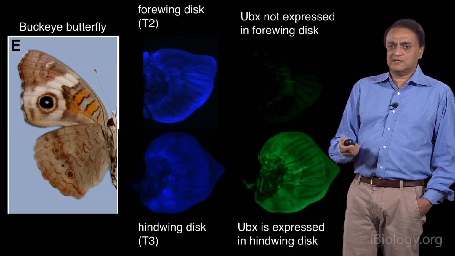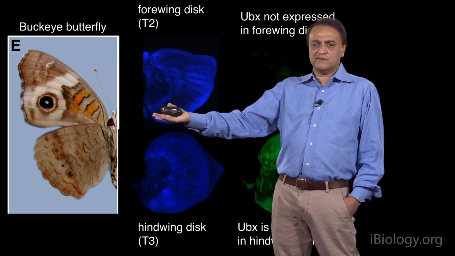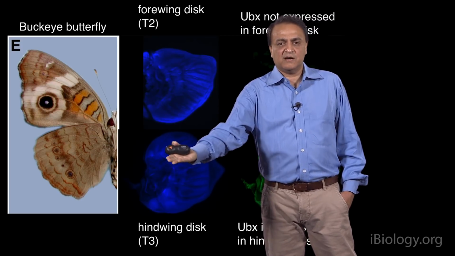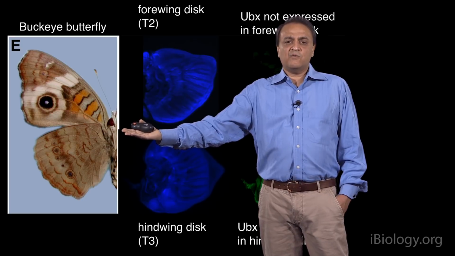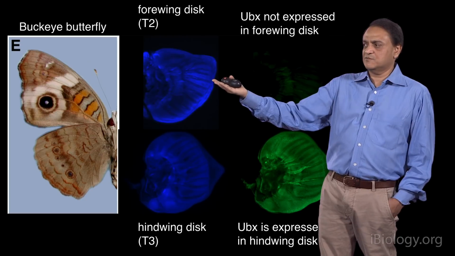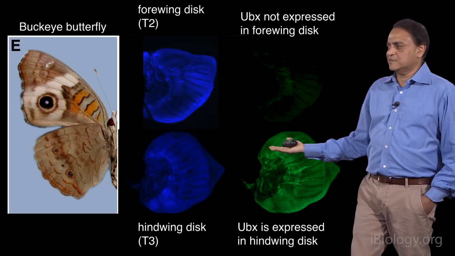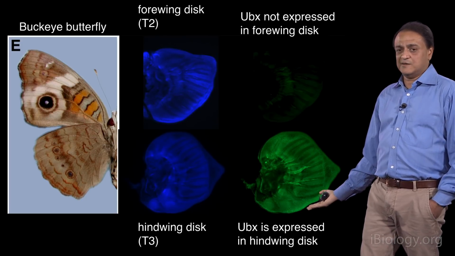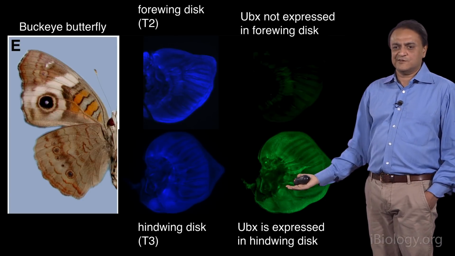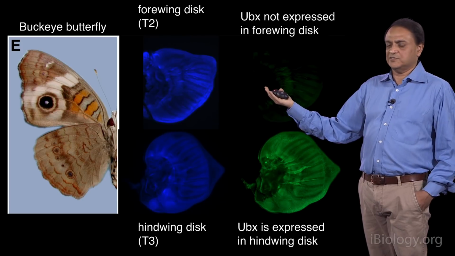An even more convincing illustration comes from work that was done in butterflies. Butterflies, again, are a very clear example of an insect with two pairs of wings, a forewing on T2 and a hind wing on T3. Now we can ask, what do you see? These are the imaginal discs for those two segments: a forewing disc in T2 and a hindwing disc in T3. When we look at UBX expression, in fact, the hindwing expresses UBX and the forewing doesn't. So the pattern is just like in Drosophila. It's expressed in the imaginal disc of T3 and not in the imaginal disc of T2.